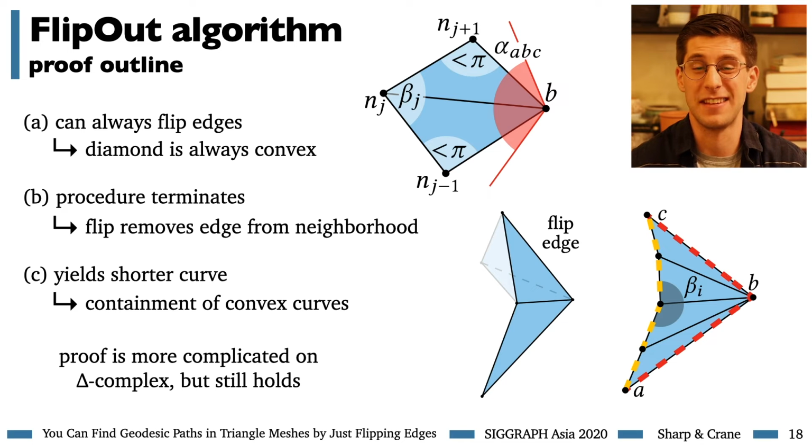Now, I mentioned earlier that these edge flips can create a delta complex. And this makes our proofs quite a bit more complicated. I won't go into details, but in particular, proving termination becomes a lot more nuanced. A big part of our technical contribution is extending all of these proofs to the general case of a delta complex. And the good news is that everything works out exactly as you would expect it to in the end, and you can use our flip out procedure just as we stated it initially in order to always straighten a curve and find a geodesic.